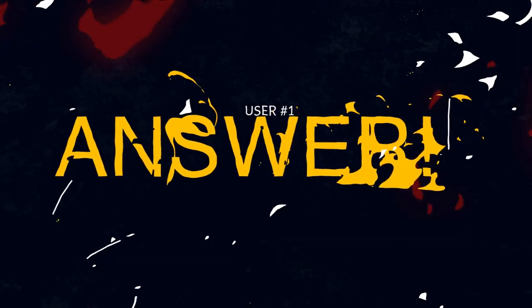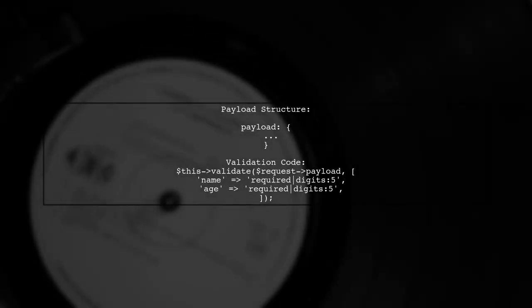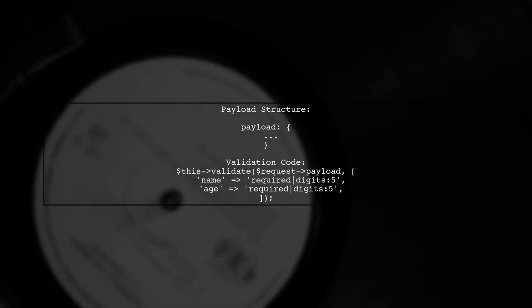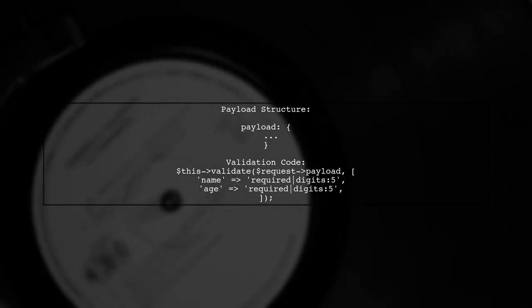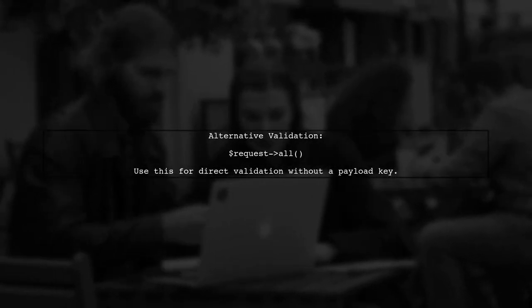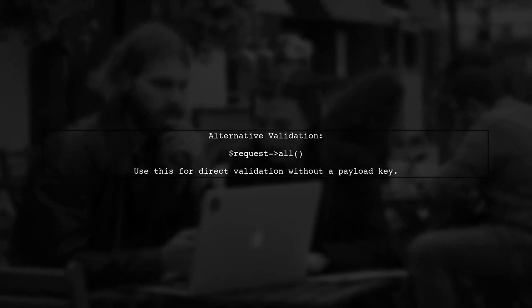Let's now look at a user-suggested answer. To validate a JSON object in Laravel, start by structuring your payload correctly. Use the validate method on the request object. If you're not sending a payload key, you can simply use the all method to validate the entire request.